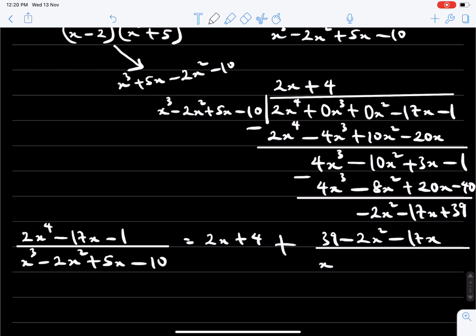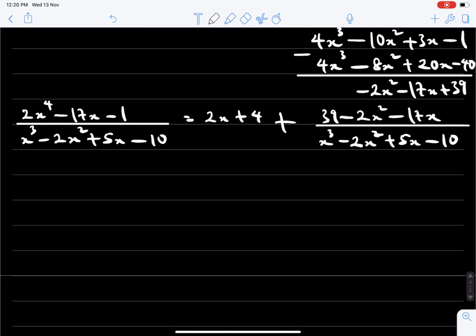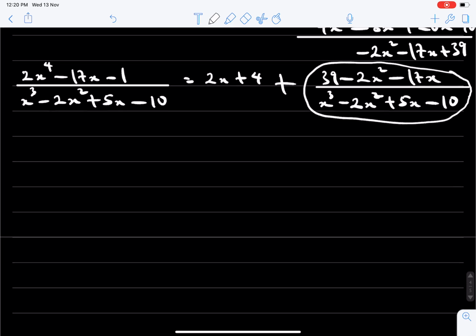x cubed minus 2x squared plus 5x minus 10. Now, this fraction is a proper fraction, and that's what we now need to split into partial fractions. So there we go.